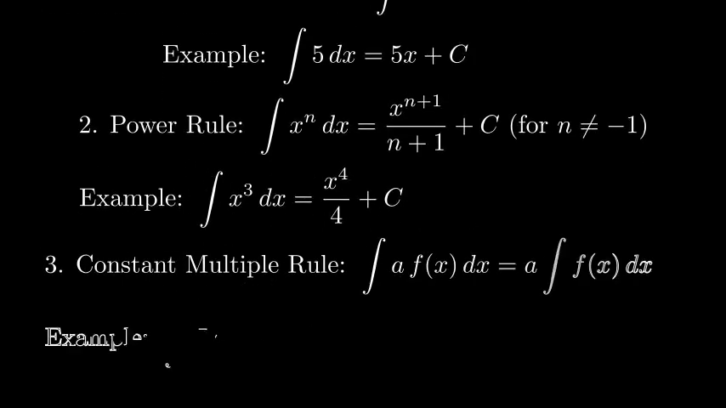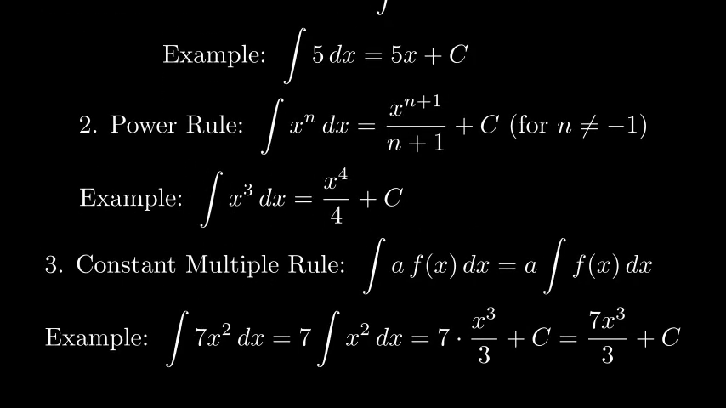The third rule is the constant multiple rule. The integral of a times f of x dx equals a times the integral of f of x dx. For example, the integral of 7x squared dx equals 7 times the integral of x squared dx, which equals 7 times x cubed over 3 plus c.